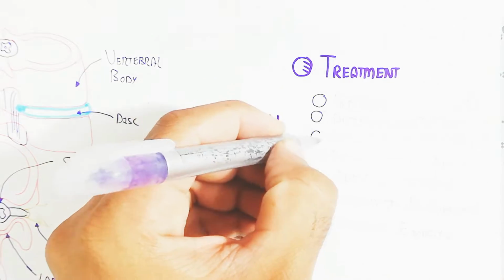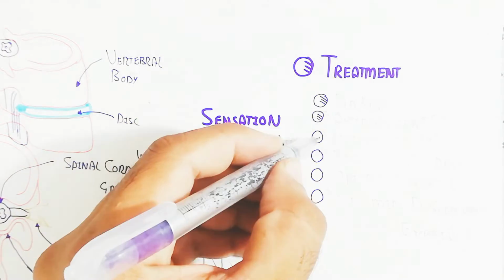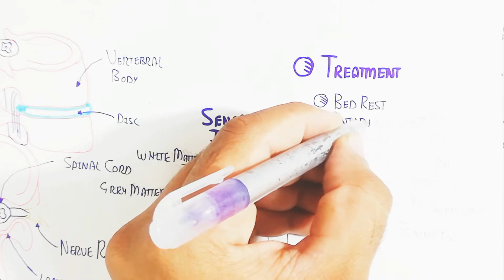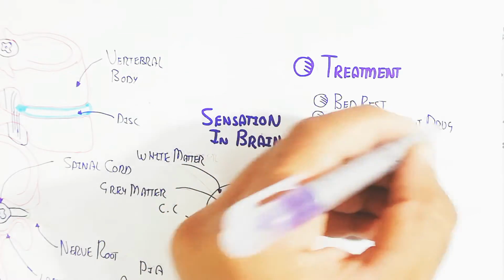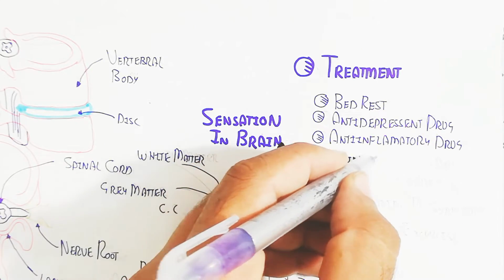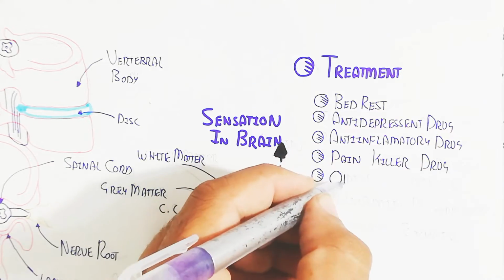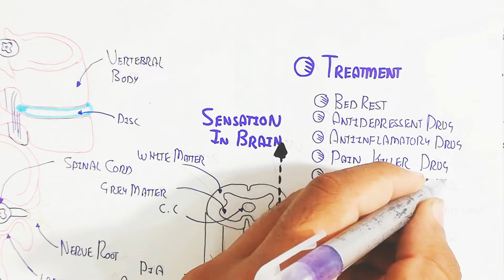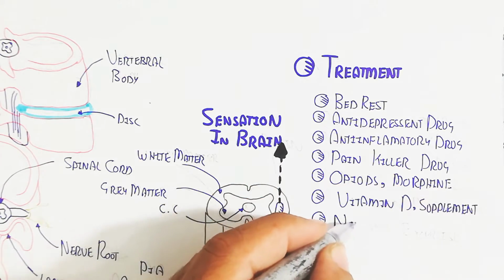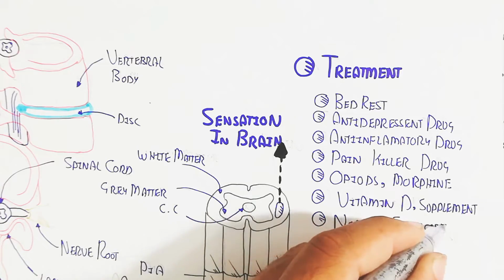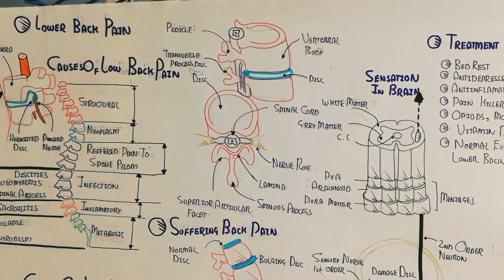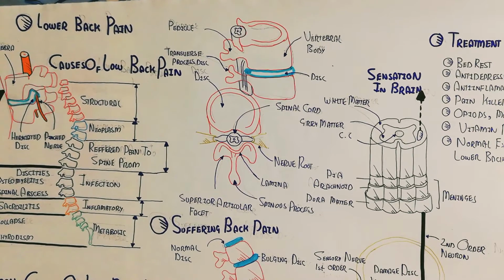Let's begin to understand the treatment. For example, generally bed rest, antidepressant drugs, anti-inflammatory drugs if it is rheumatoid arthritis, and painkiller drugs, opioids and morphine, which act to decrease the pain, and vitamin D supplements, which help the bones, and normal exercise for the lower back.